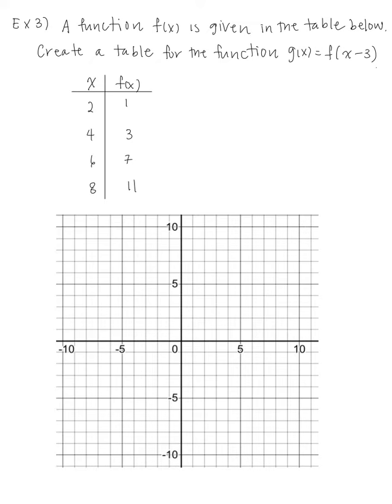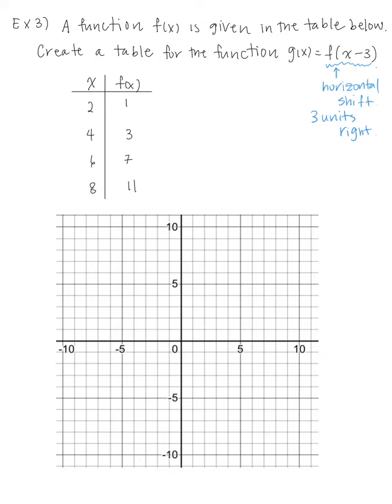So here's example 3. Function f of x is given in the table below. Create a table for the function g of x equals f of x minus 3. So first, given f of x minus 3, you need to recognize right away that this is going to be a horizontal shift. Furthermore, you're going to have to move it 3 units to the right side, not the left, just because of that minus. Basically, take the opposite of it. So shift 3 units to the right.